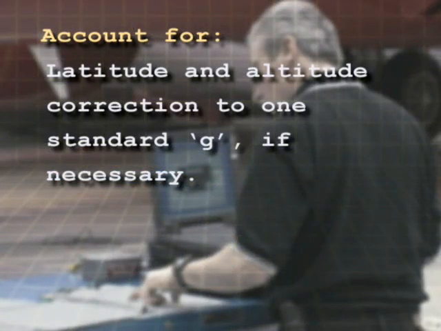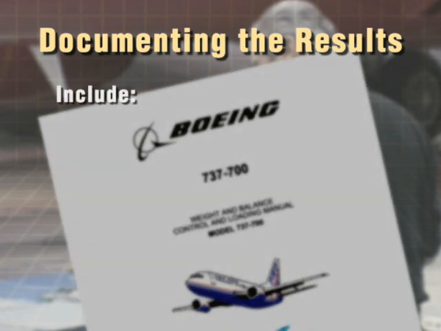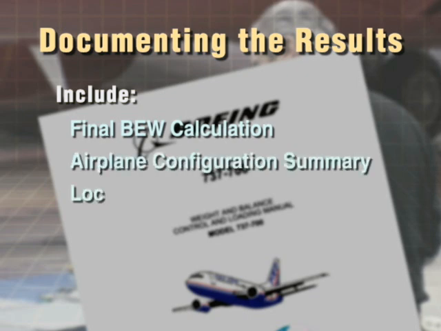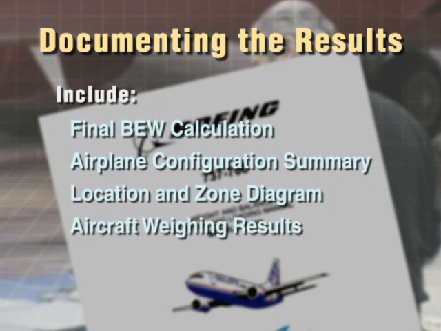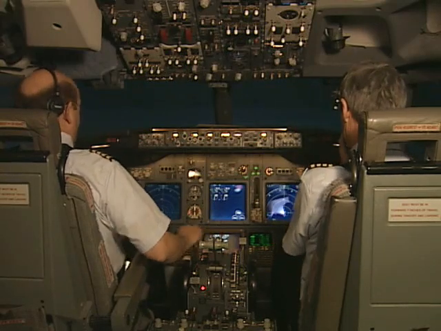Adjust for extension or retraction of the flaps and slats to their basic empty weight defined positions, if these positions are different. Also add any drainable fuel that is to be included in the basic empty weight, and add any system fluids that were not at their full levels during the weighing. For non-level weighing, if the airplane could not be leveled to 0 degrees, apply a level correction. Apply an altitude and latitude correction to 1 standard G if necessary. The final step is to carefully document the results.